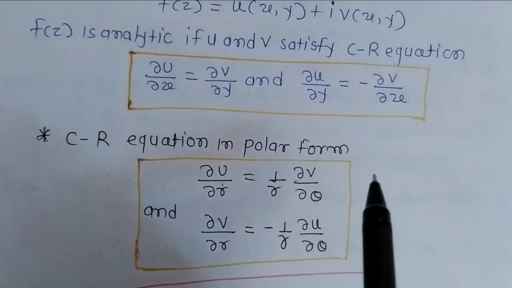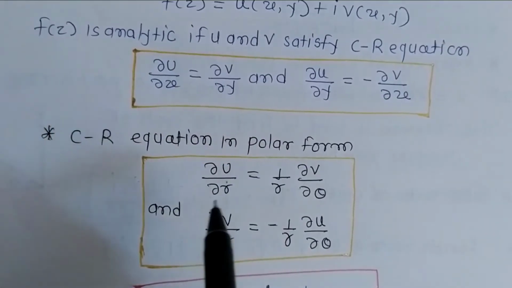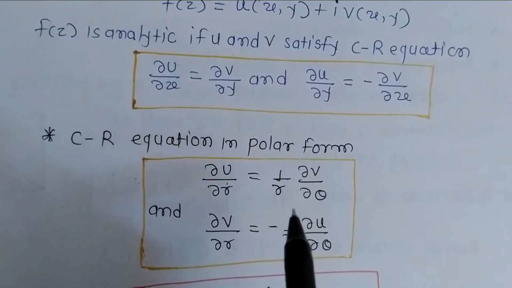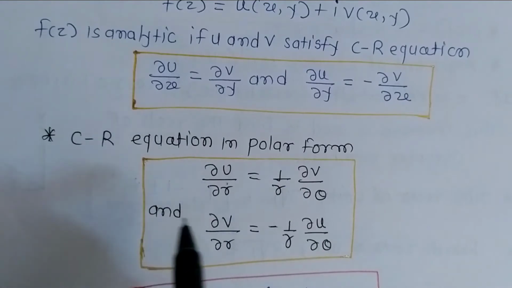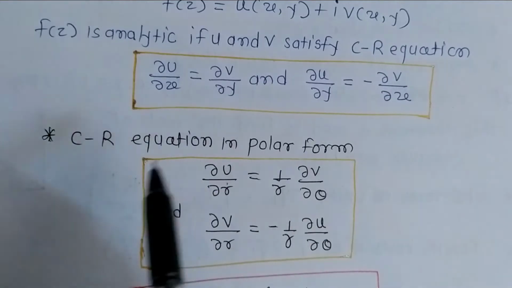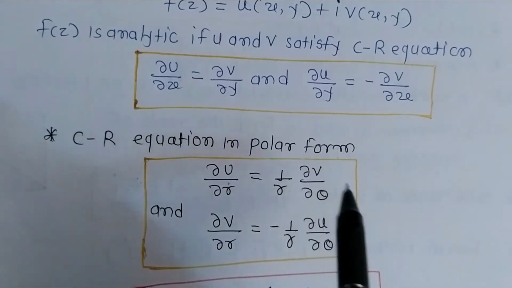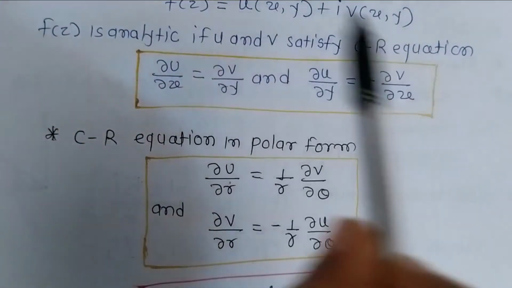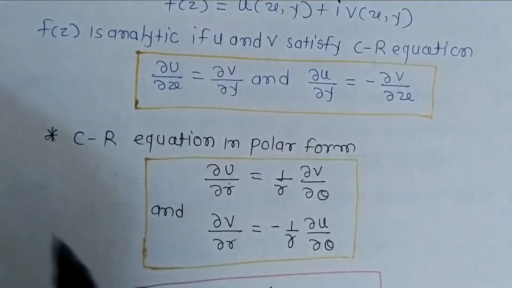Cauchy-Riemann equation in polar form, that is dou u by dou r is equal to 1 by r dou v by dou theta, and dou v by dou r is equal to minus 1 by r dou u by dou theta. This is the Cauchy-Riemann equation in polar form, and the earlier one is the Cauchy-Riemann equation in Cartesian form.